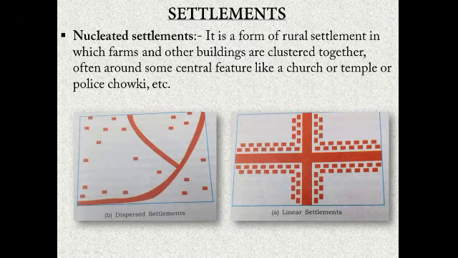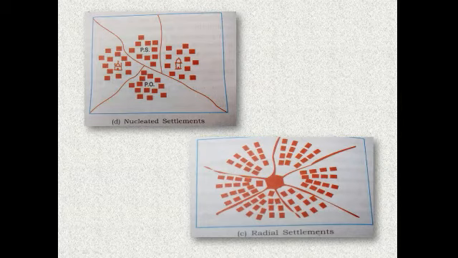Okay, these are the four types of settlements, that is linear, dispersed, radial, or nucleated. Clear? These are about the four types of settlements. Here you can see the images of the four types of settlements. What are the things we studied in the four types of settlement? Just observe it. That's all.